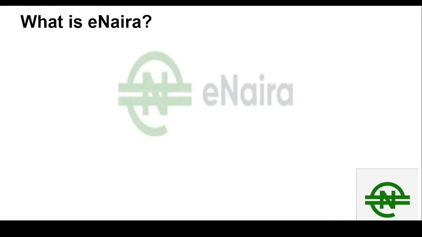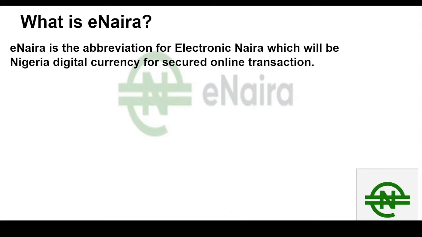Now let's talk about the first one. What is eNaira? What is the meaning of eNaira? eNaira is the abbreviation for electronic naira, which is Nigeria's digital currency for secured online transactions. As we have so many digital currencies all over the world, like your bitcoins and the rest, the Nigerian type of currency is known as eNaira, which stands for electronic naira.